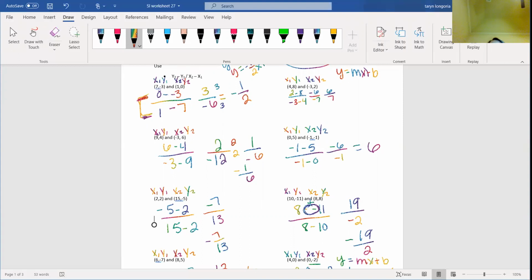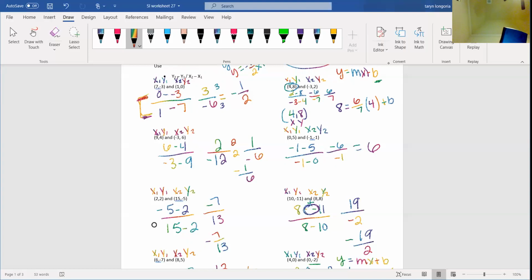Now, to find your b, you want to plug in an x and a y, because you want to get b by itself. Well, it gives you an x and a y right here, so we'll do the 4, 8. So it gives you that x and that y. Now just plug those in. So plug your 8 in for your y, whatever your m was, so 6 over 7, and then your x, which is 4, and then plus b, and solve for b.